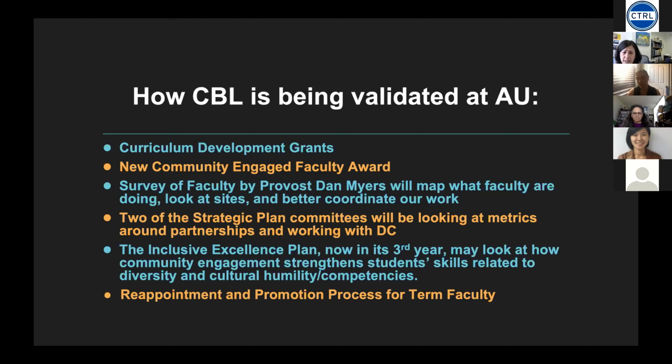So we've talked about funding, and we've also talked about class size. Could community-based learning classes be capped at 20? Those are all out there. Can't promise anything, especially given what's going on, but we know that all those things are clearer demonstrations of that commitment.